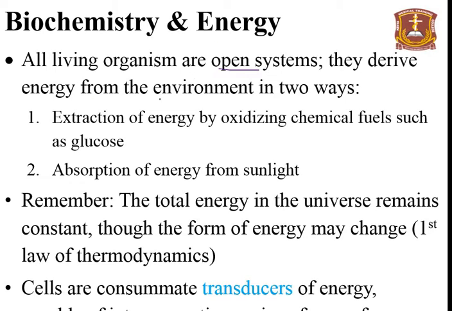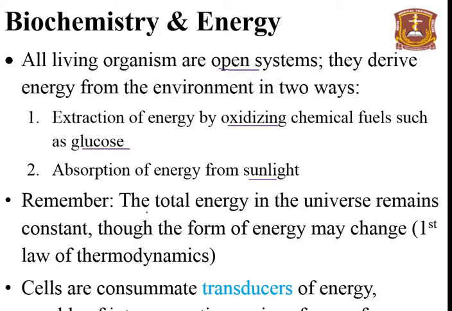They derive energy from the environment in two ways. There is extraction of energy by oxidizing chemical fuels such as glucose, and they absorb energy from sunlight. We are going to talk about this later in depth. You realize that sunlight is the major source of energy for living organisms. And even for plants, plants making their own food depend greatly on this aspect.